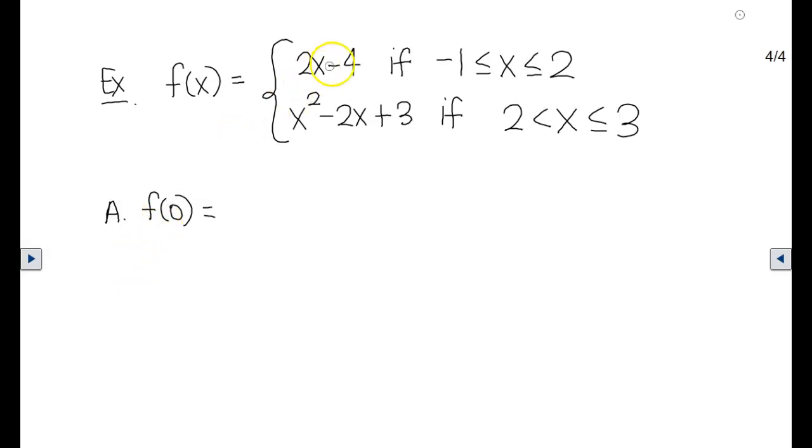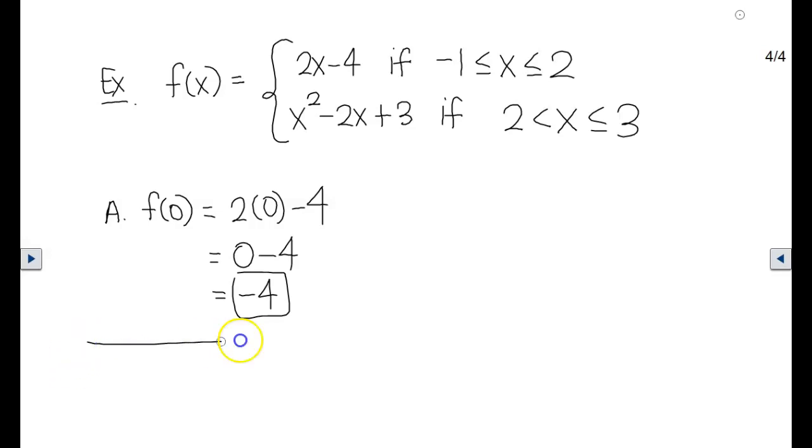So we're going to input 0 for x in that first rule. So that would be 2 times 0 minus 4. 2 times 0 we know is 0. 0 minus 4 is -4. So notice, once you determine which rule to use, this is really, really simple stuff. This is just plugging in. All right, let's do f of 1.